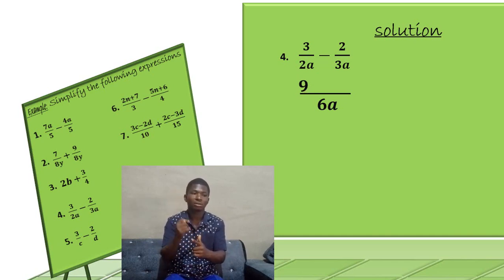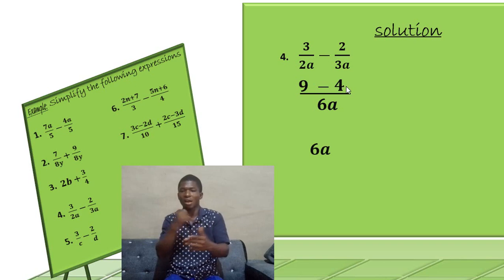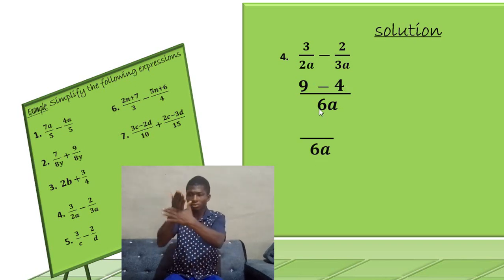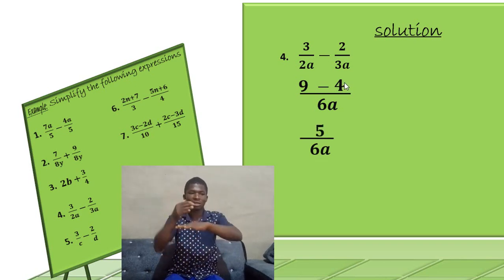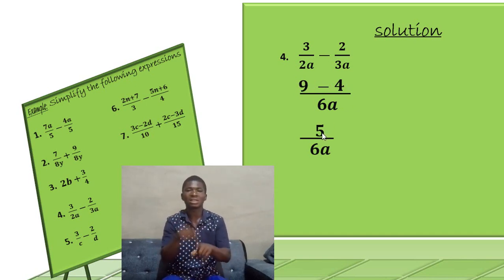Then this subtraction sign comes down, minus. 3a dividing 6a is 2. Then 2 times 2 is 4. So I can simplify 9 and 4. I'm having 6a as my denominator and 5 as my numerator, as a result of 9 minus 4. So my answer here is 5 over 6a.